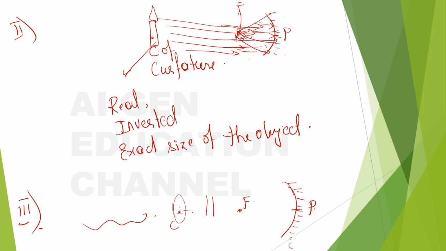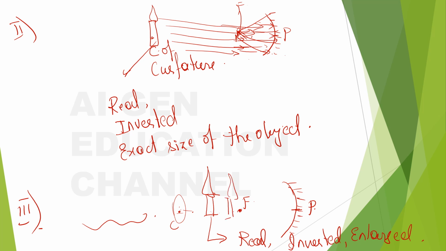So let us put it there, now what happens? The image that will be formed now will be real, inverted and enlarged. What is it? Enlarged. And as the distance from the principal focus reduces, that is, if you place this object a bit nearer to the principal focus, then it will be further enlarged.